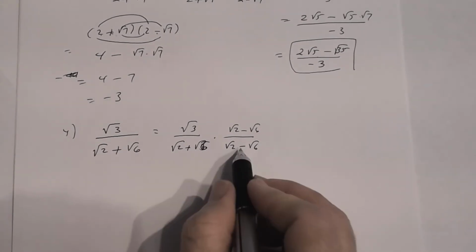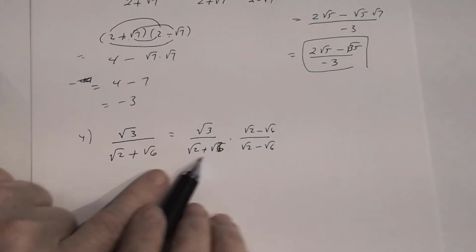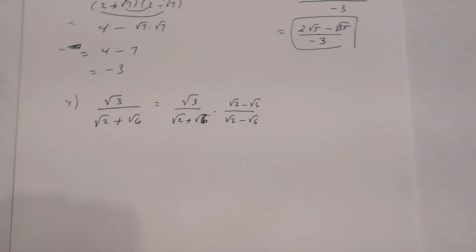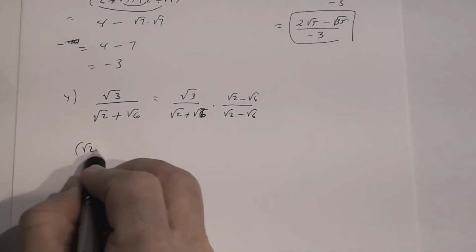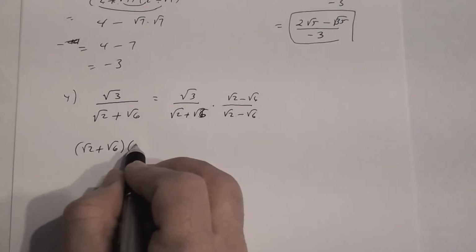Okay, so here we go. So we go off to the side and we do the work just like we did here. So I have the square root of 2 plus the square root of 6 times its conjugate.